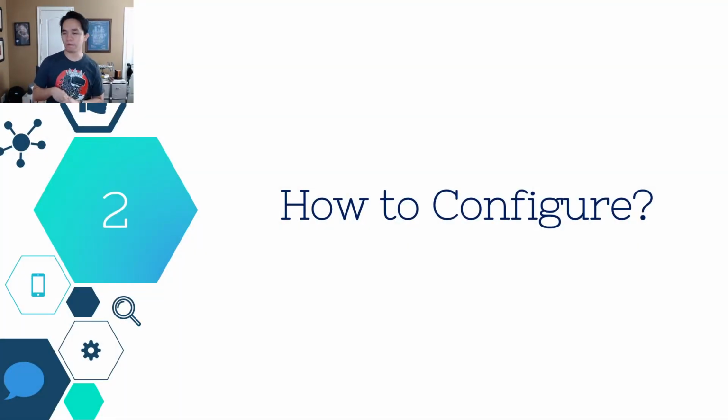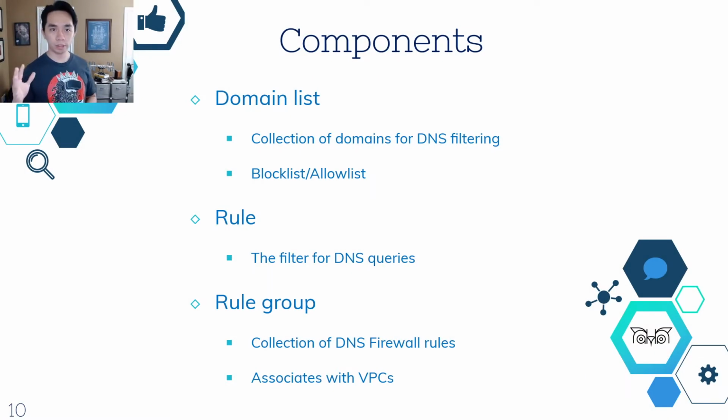Now, how do we configure this? I think you need to understand the components before you configure this thing. From my perspective, there are three basic components: a domain list, a rule, and a rule group, right? A domain list is just a list or collection of domains, and later you will use it for DNS filtering. You can call it a block list or an allow list.